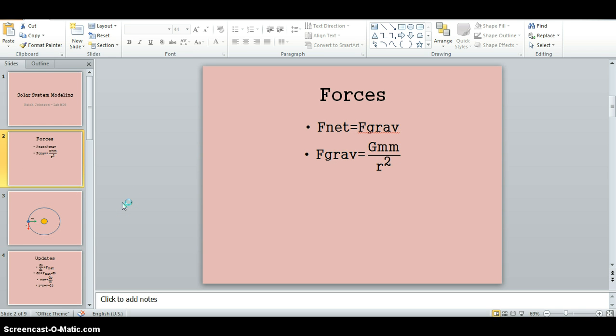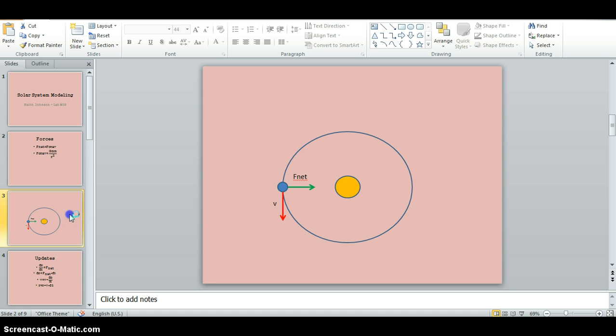In the solar system, the only real forces acting are gravity, and the force of gravity is equal to GMm over r squared, where the masses are the mass of the sun and the mass of whatever celestial body we're looking at. So the system's F net goes directly towards the sun here, and the velocity of the planet is perpendicular to this.